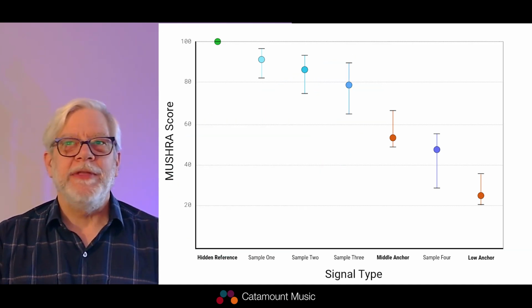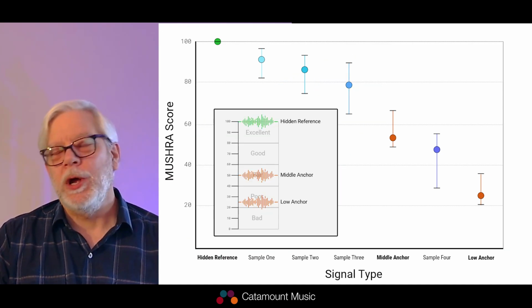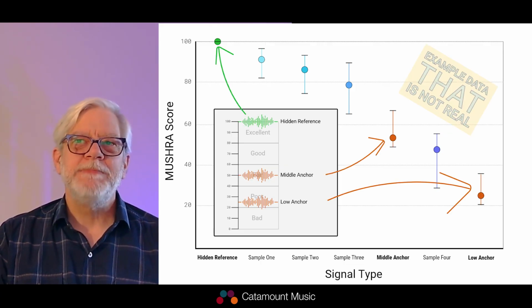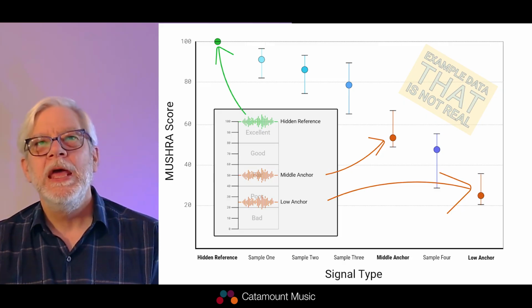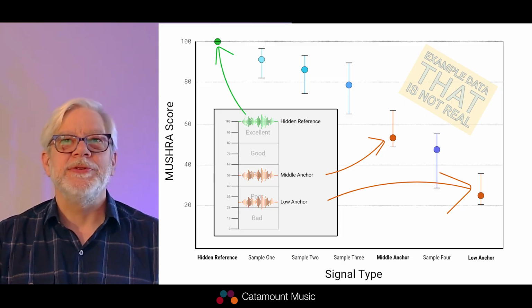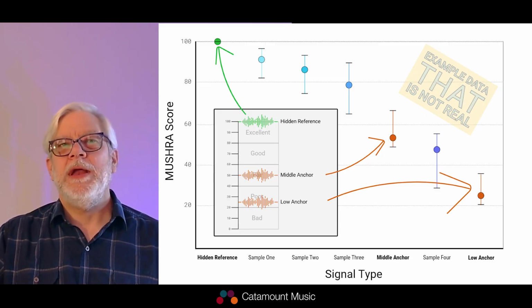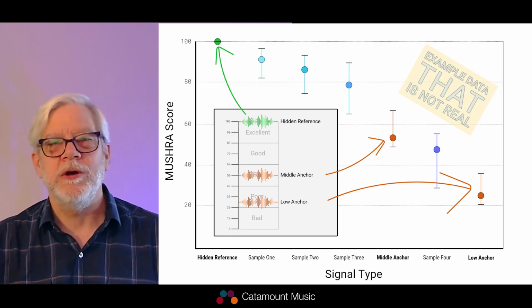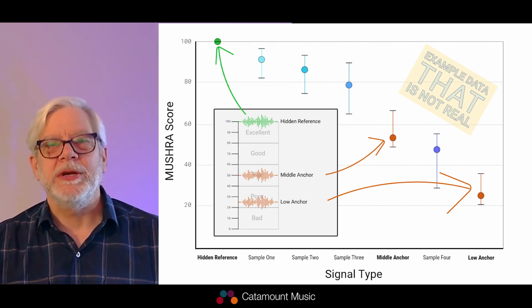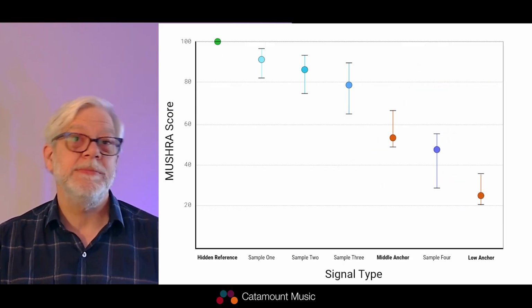We expect the hidden reference to always be at or near 100. We expect the mid and the low to be somewhere in the middle and bottom. And we expect the test signals to be spread out and assessed with those biases built into the assessor's ear. Gives a really insightful picture. But there could be some issues.